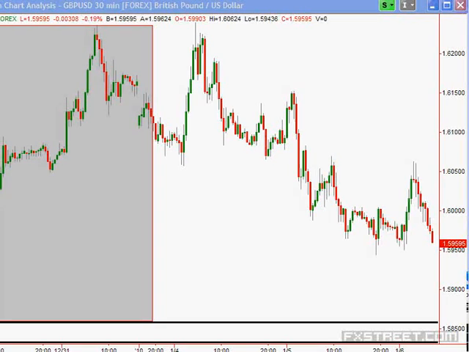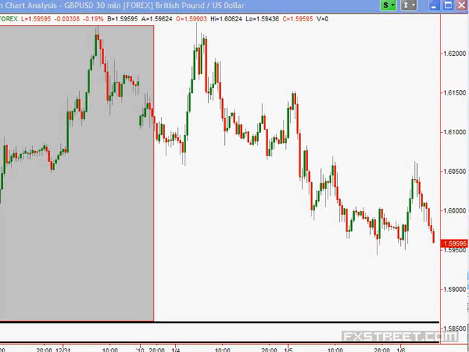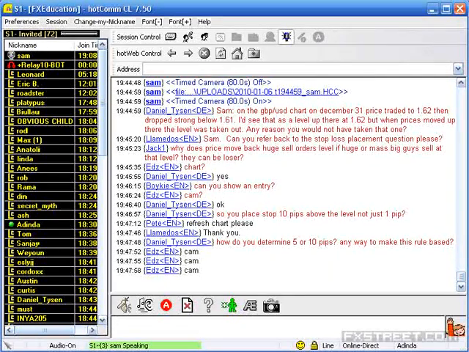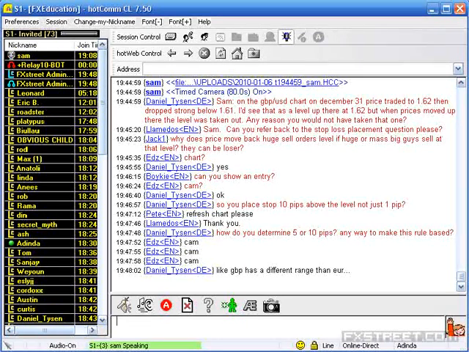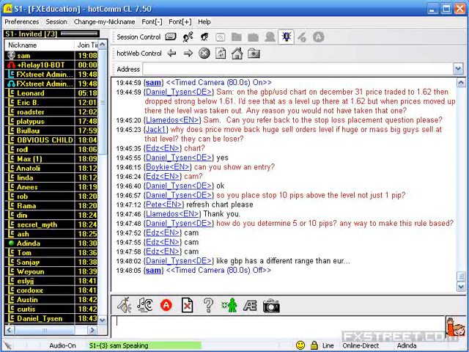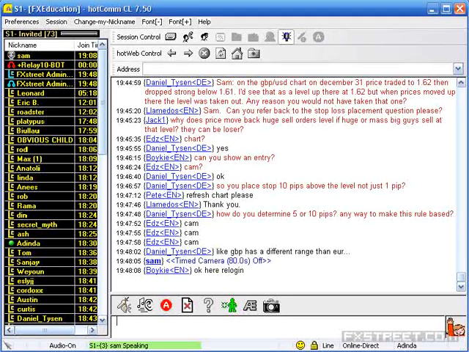Why does price move back to huge sell order levels if the big guys are at that level? Remember, Daniel, it depends. If you're on a small time frame, you might need a little bit bigger stop. If you're on a bigger time frame, like this, 5 pips is probably plenty. Let me refresh the chart for you here.